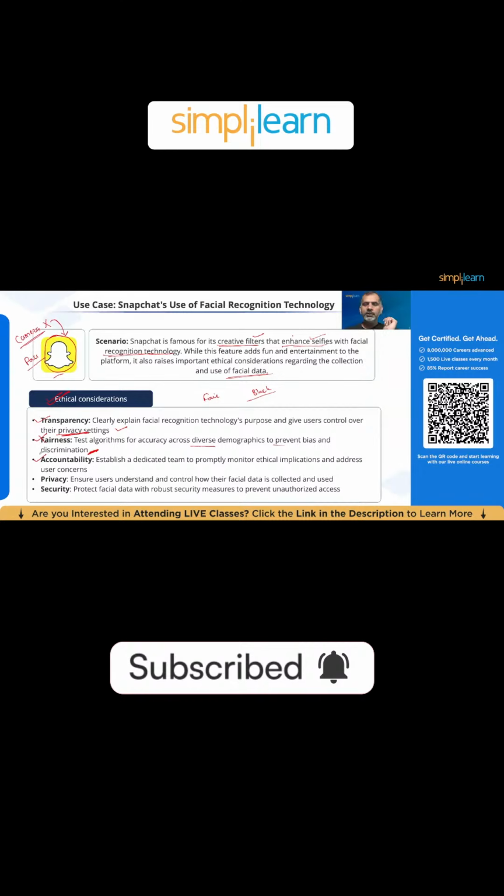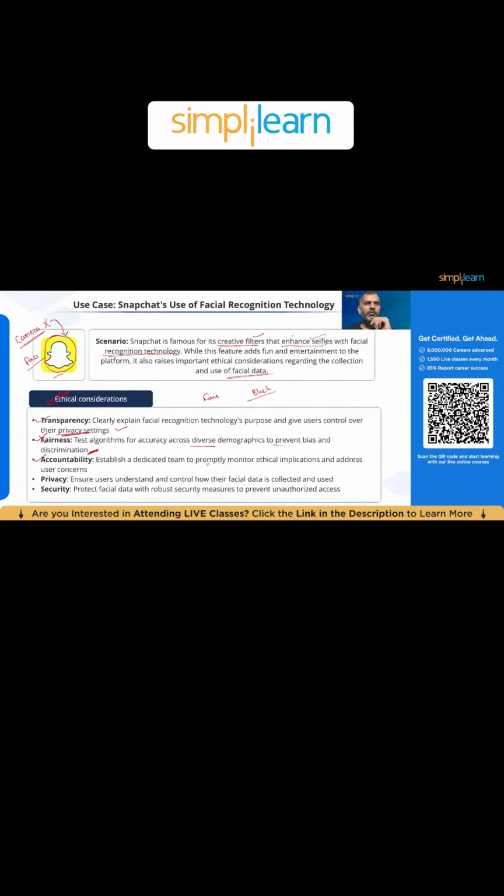Then accountability. It has to establish a dedicated team to promptly monitor ethical implications and address user concerns. This is something I said earlier. So you need a point of contact. There should be a point of contact which can address any data ethical issues when these are being raised by the customer or individual.